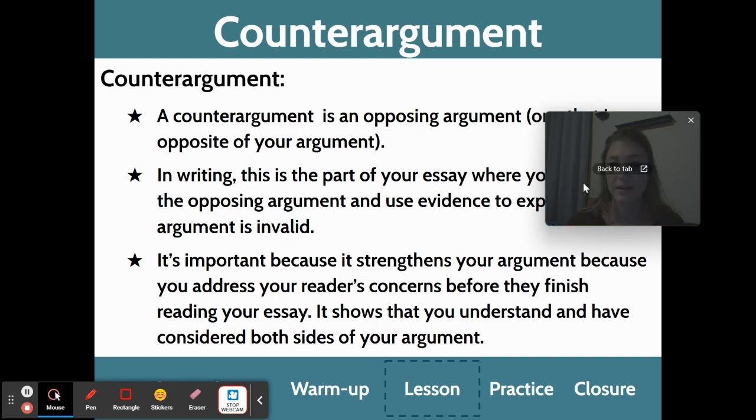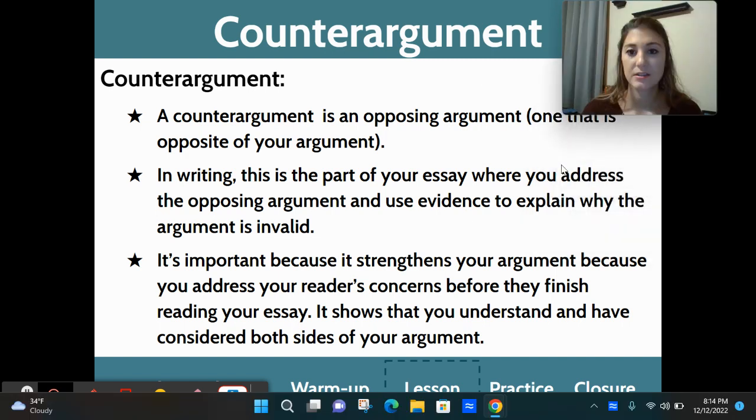All right, so what are they? Counter arguments are the opposing side, right? It's the opposite of your argument. So let's just say I'm arguing that teachers should not assign homework. The counter argument would be that it's actually necessary for teachers to assign homework, and then there would be a reason for that. Okay.